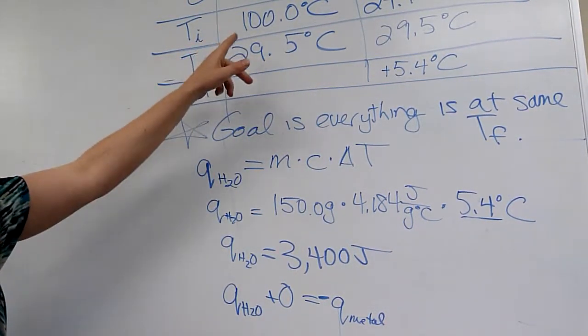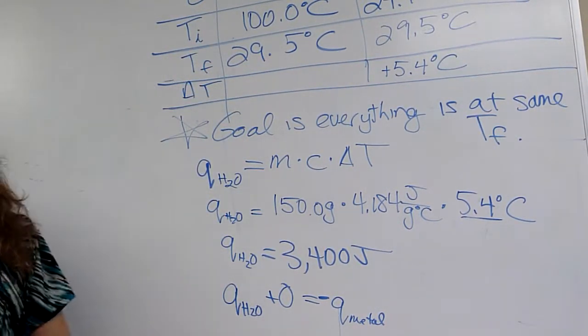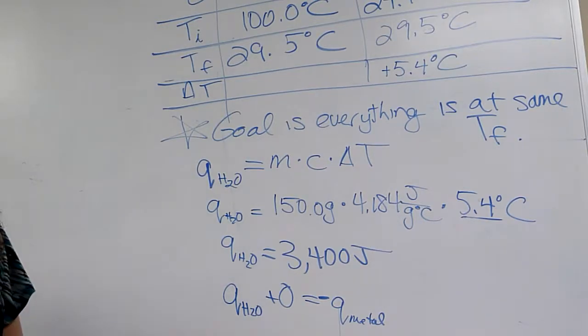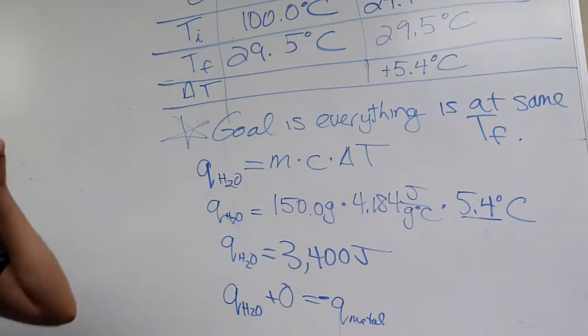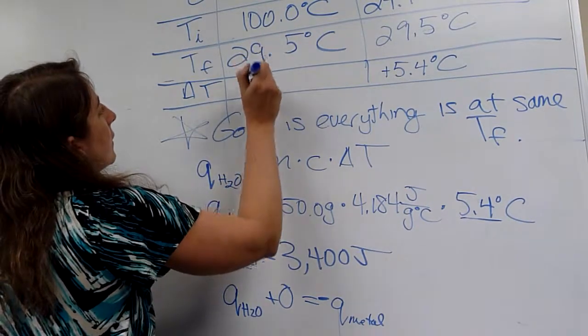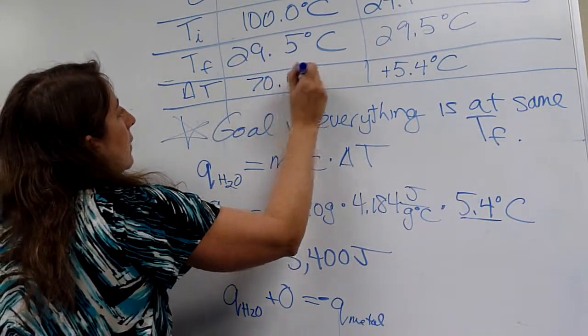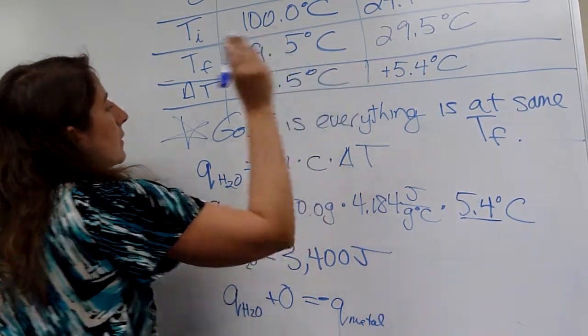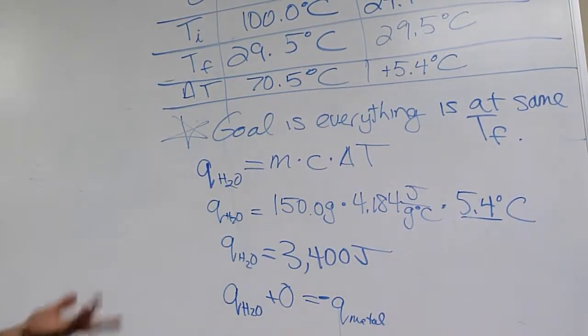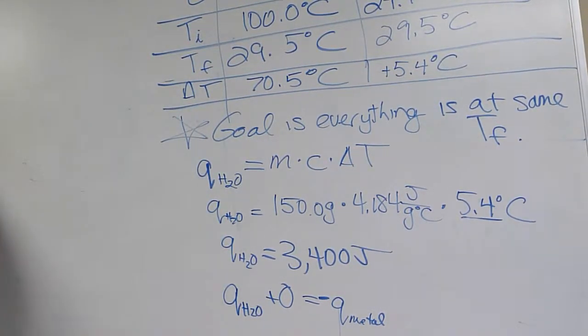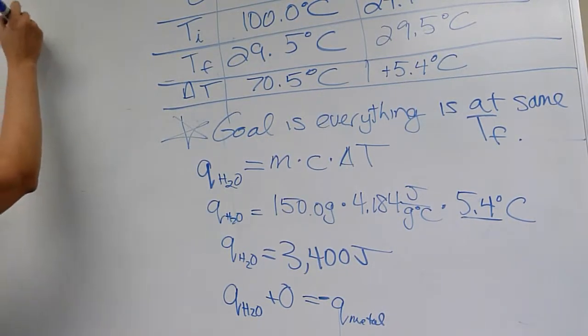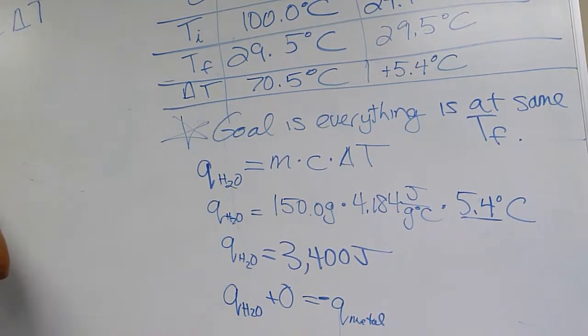So if you know T initial, T final, what can you find? The change in temperature is 70.5. Okay, so 70.5 degrees Celsius. And now we're in business. We can definitely find the C of the metal now. So Q. Now if I rearrange for C.